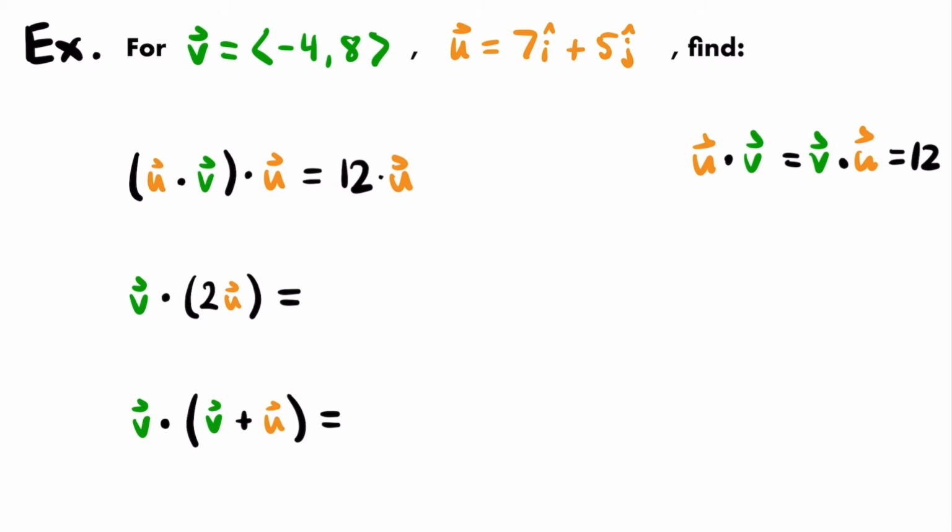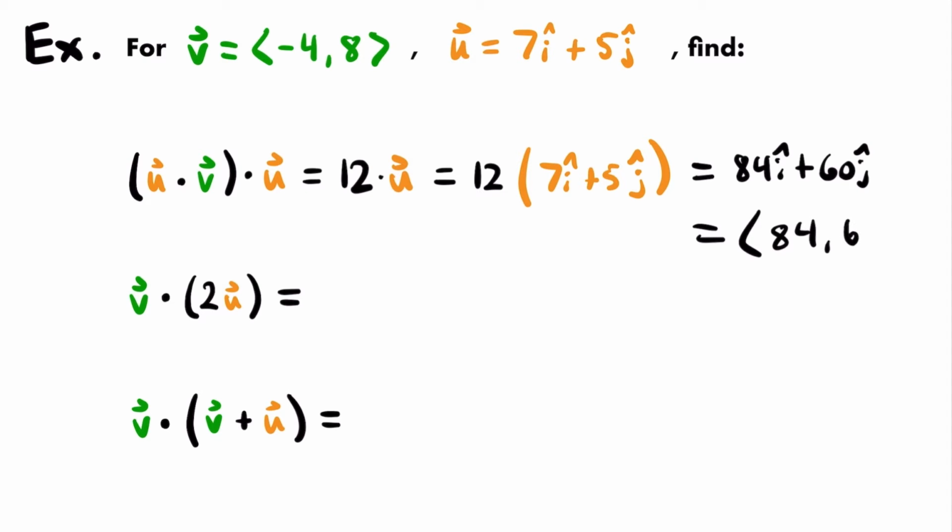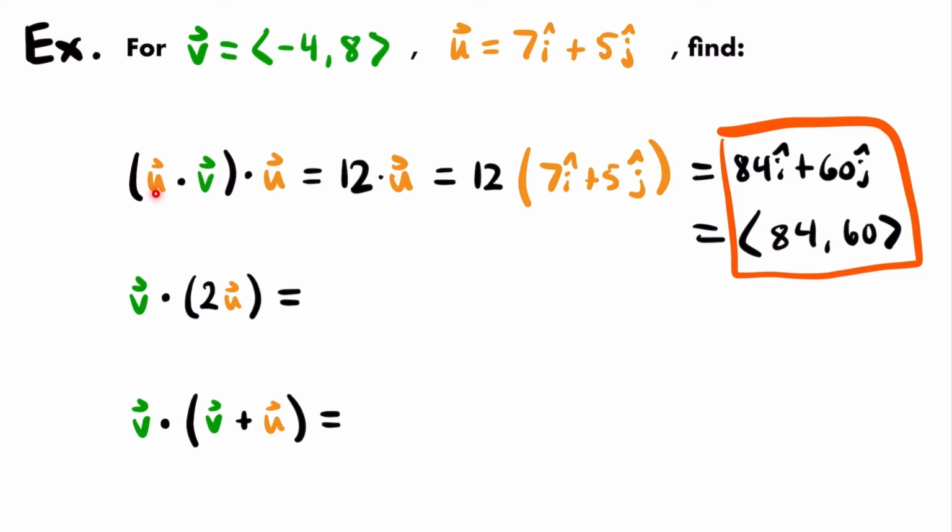And so all we're left with here is a scalar multiplication problem, right? We just need to multiply 12 by both of the components of vector u. And so let's do that. This will be equal to 12 times 7i plus 5j. And if you wanted to, you could also use the standard vector notation. I'll show you what that answer looks like in a second. But if we multiply 12 by both of these terms, this will be equal to 84i plus 60j. Or in the other form, that would be 84, 60. All right, either way, that is the vector that results from this operation.